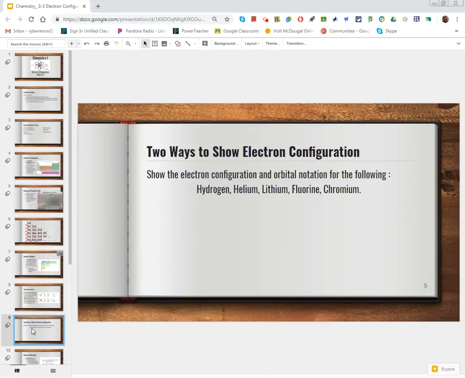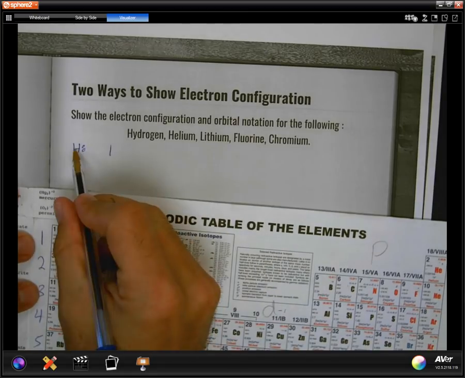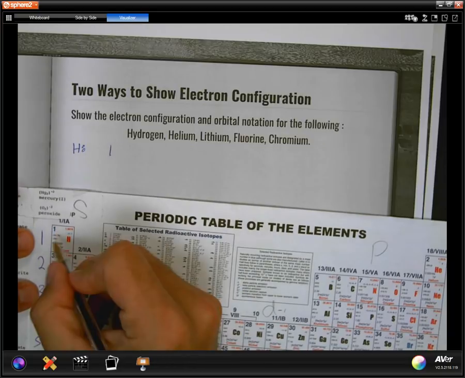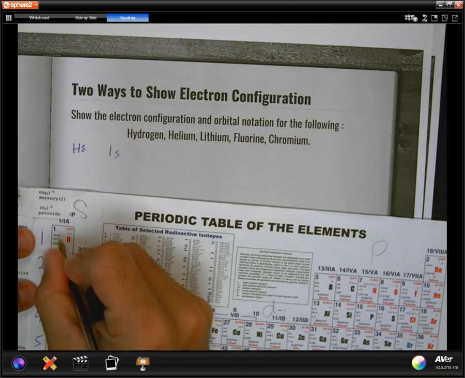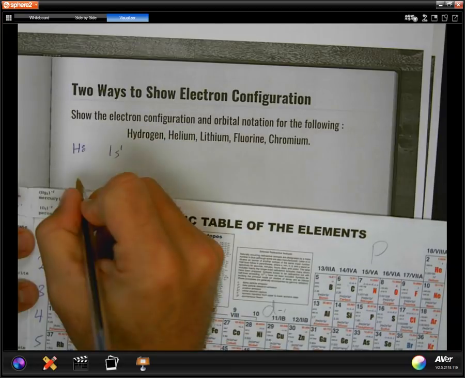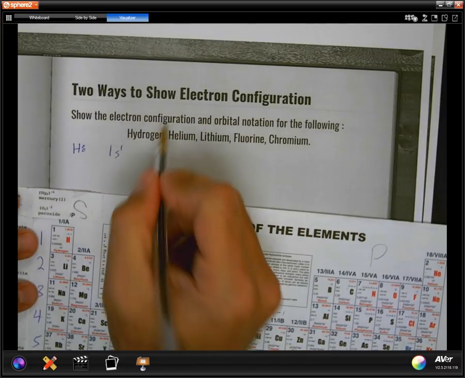All right, so hydrogen. I already showed you how to do this one, but I'll do it again because it doesn't hurt. Hydrogen has one electron. Where does that one electron go? It goes in the first energy level. We see it here. It's in the s orbital, and there's just one block here, so just one electron goes there. That is the electron configuration.